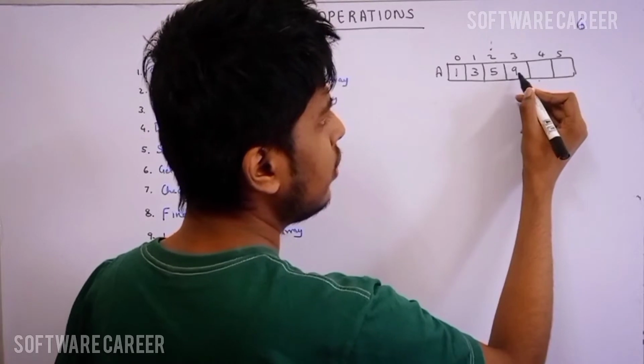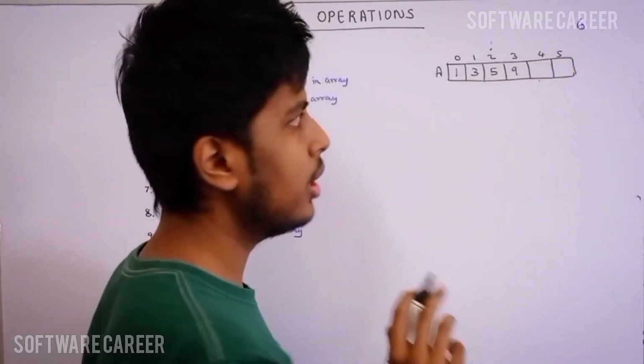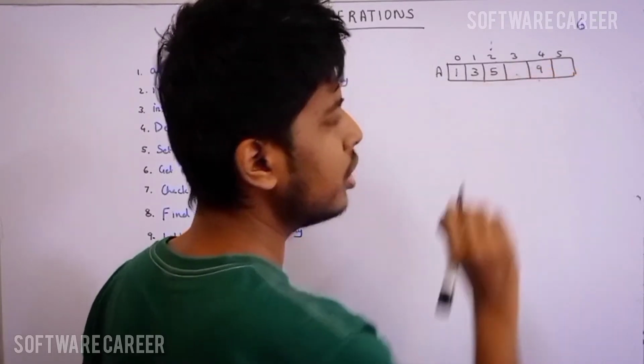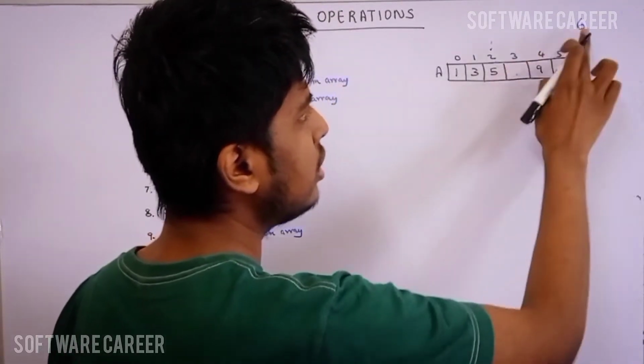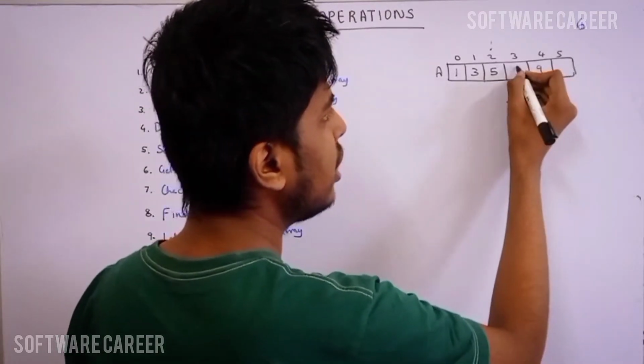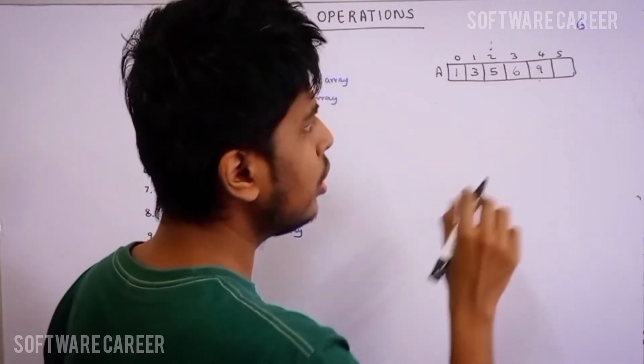Now I should check whether 9 is greater than 6. Yeah, it's greater than 6. So you should move 9 to here. Then you should compare whether 5 is greater than 6. No, 5 is less than 6. So you can stop here and you can insert 6 over here. This is how you insert.